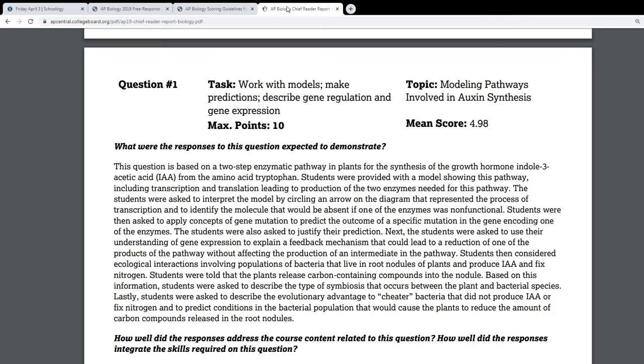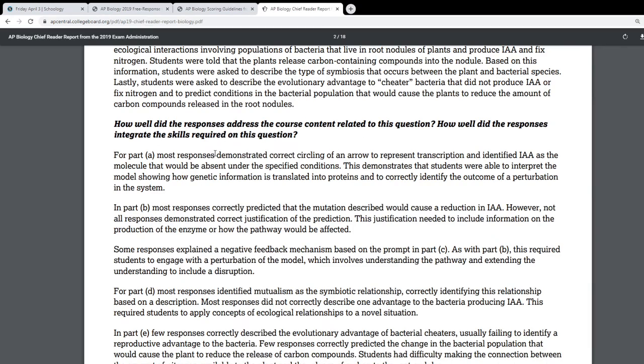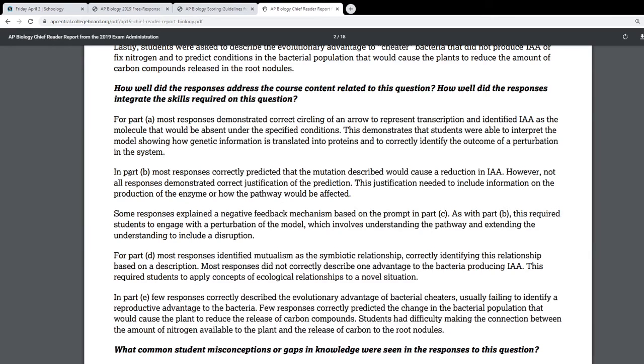Now, according to this chief reader report, you can go down through here and see how well did people do it, what parts did they miss or which parts did they fail on. And right here it says in part B, most responses correctly predicted that the mutation described would cause a reduction in IAA. However, not all responses demonstrated correct justification of the prediction. The justification needed to include information on the production of the enzyme or how that pathway would be affected. So this gives you a little bit more information.